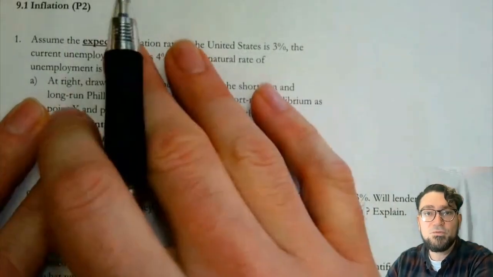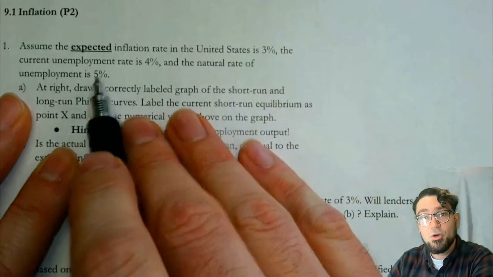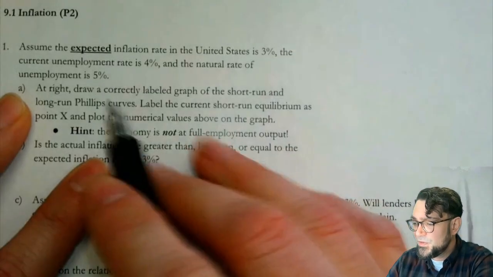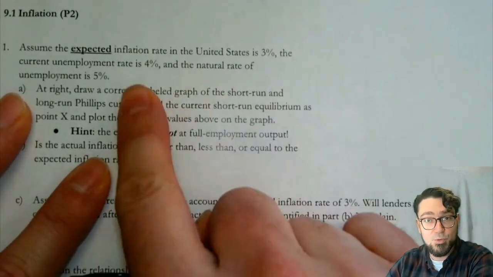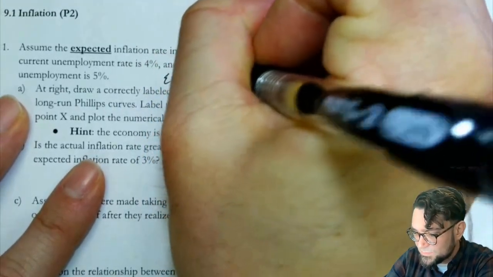Okay, so we're going to first take a look at number one. Assume the expected inflation rate is 3, current inflation is 4, current unemployment is 4, and the natural rate is 5. So an important thing to note here is that we are not at full employment, right? We're currently below full employment. We're in an expansion. So I'm just going to write that to myself as a reminder.